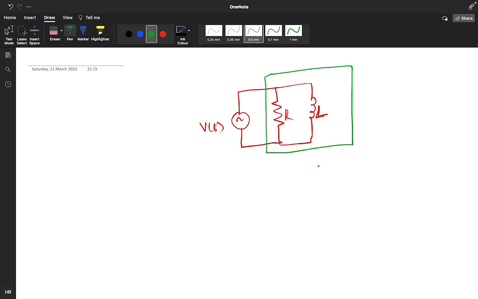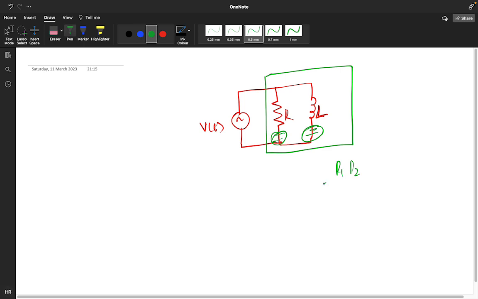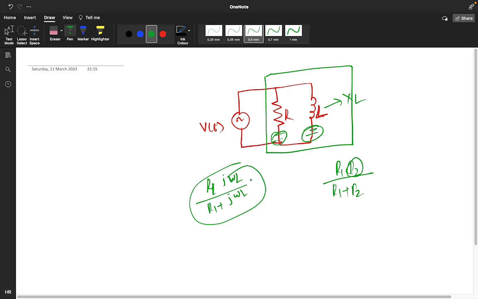So these two are parallelly connected. Suppose this branch resistance and this branch resistance. What will it give you? R1 R2 divided by R1 plus R2. But here this R2 is your XL. So what will the result be? R1 into j omega L divided by R1 plus j omega L. So these things we are getting.